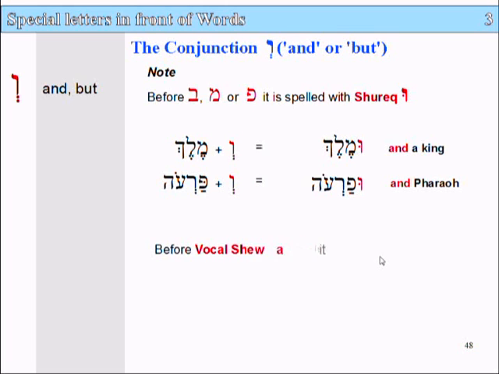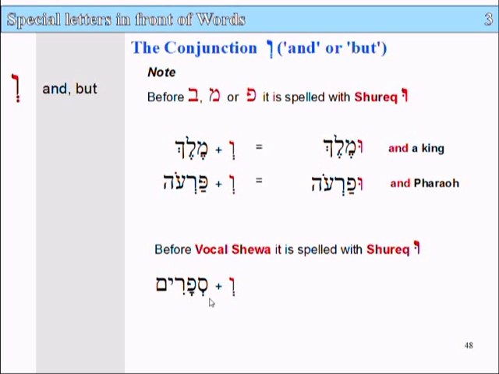And let's have a look at it. Before a vocal shiva, it is spelled with a shurek. A vocal shiva, that's these little two dots underneath the letter. So if the word has a vocal shiva at the beginning, a vocal shiva just means these two dots under the letter, two vertical dots like a colon. It means it just has a very short sound.